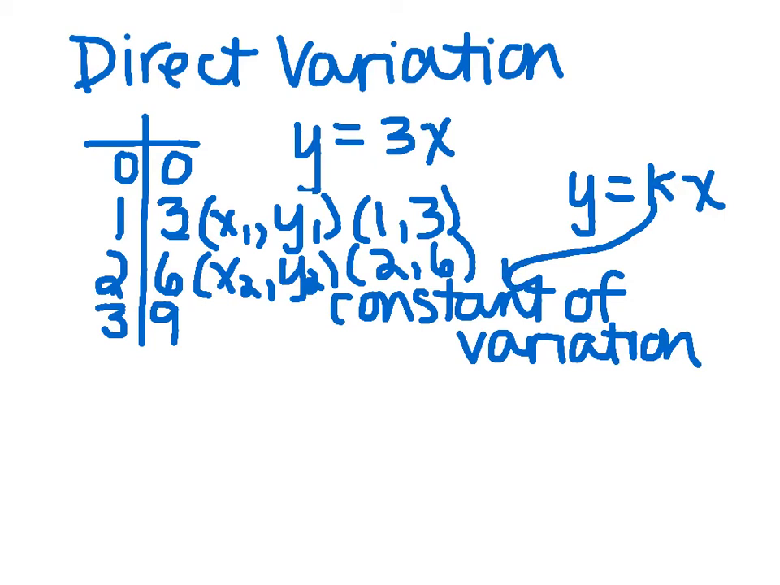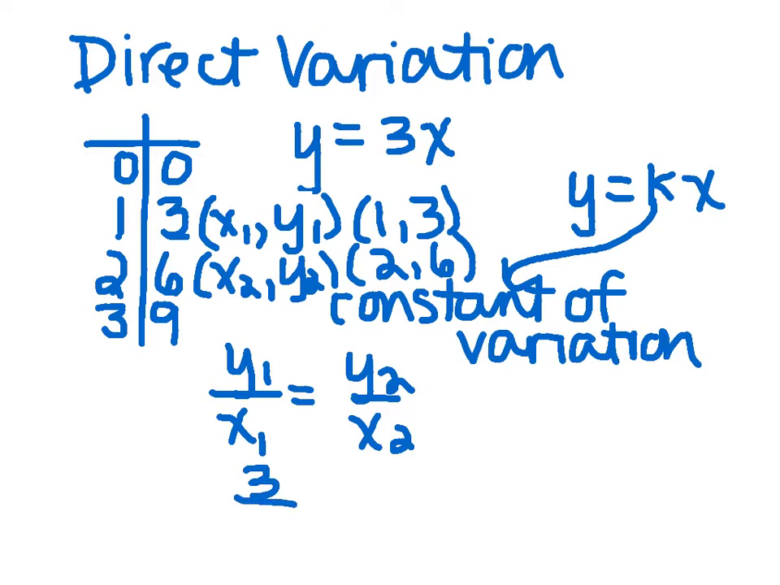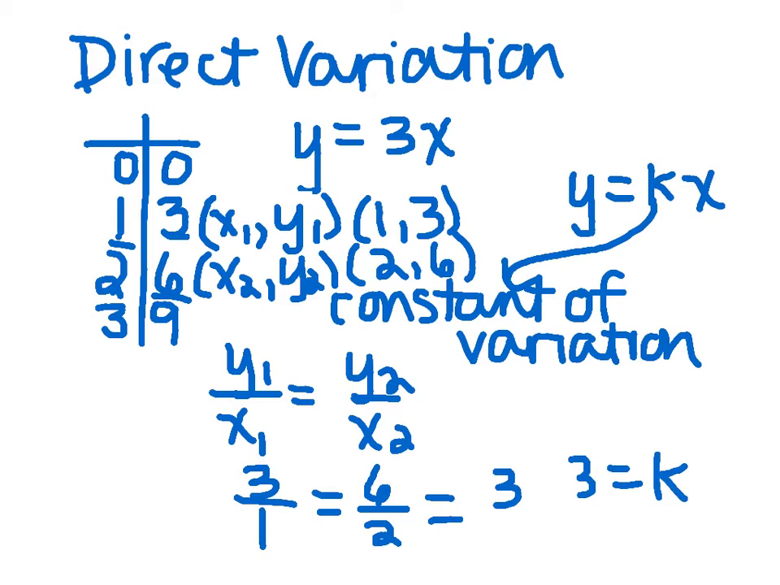It's also true if 1 times 3 equals 3, then any y divided by its x is going to equal any other y divided by its x. Don't get fooled by these little tricky things, although we have done them. In other words, if y sub 1 is 3 and x sub 1 over here is 1, that's going to equal the same thing as 6 divided by 2. And we know that that's always going to equal 3. 3 is the constant of variation.